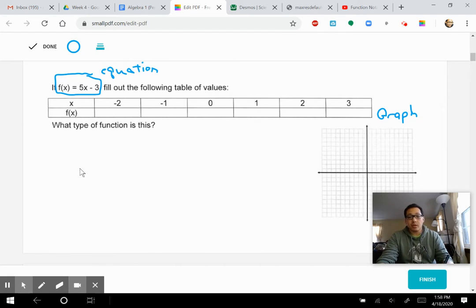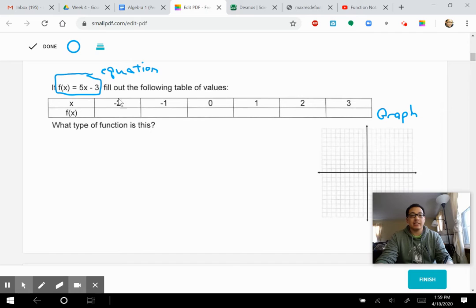Okay, so how do we do this? Well, we've got an equation here, f of x equals 5x minus 3. Let's fill out this table of values based on different values for x. We don't have to do the whole thing. Maybe we'll just do like 3 of the values. So for example, let's pick -2. What is going to go in this box?